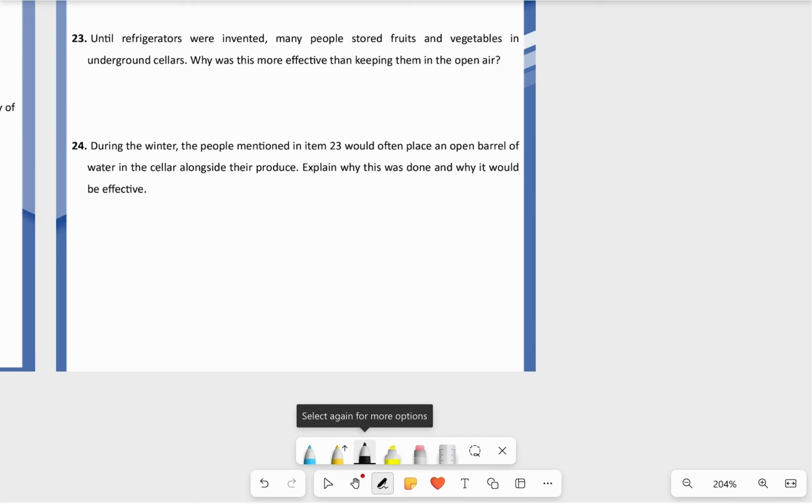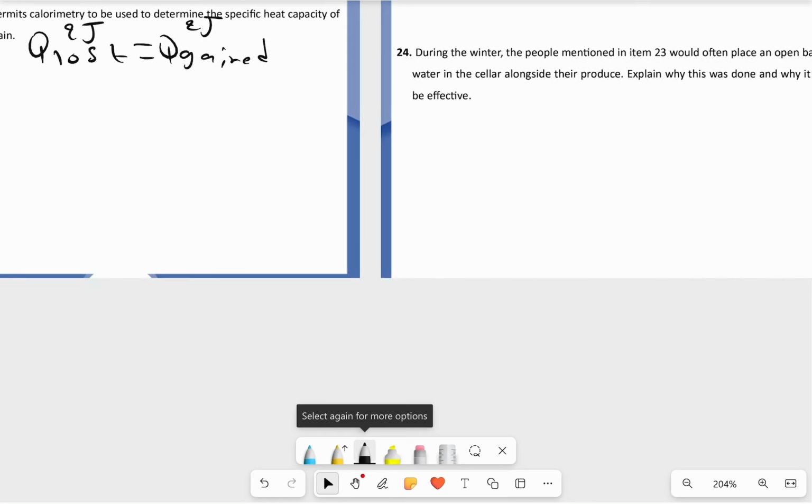During the winter, the people mentioned in question 23 would often place an open barrel full of water in the cellar alongside the produce. Explain why this was done and why it would be effective. Well, water has a very high specific heat capacity. When it freezes, it's going to release heat, and it's going to keep the temperature of the room in a moderate condition. Most importantly, when water freezes, it takes a lot of time. And even when it freezes, it's going to release heat. This heat is going to be used to keep the temperature of the room.